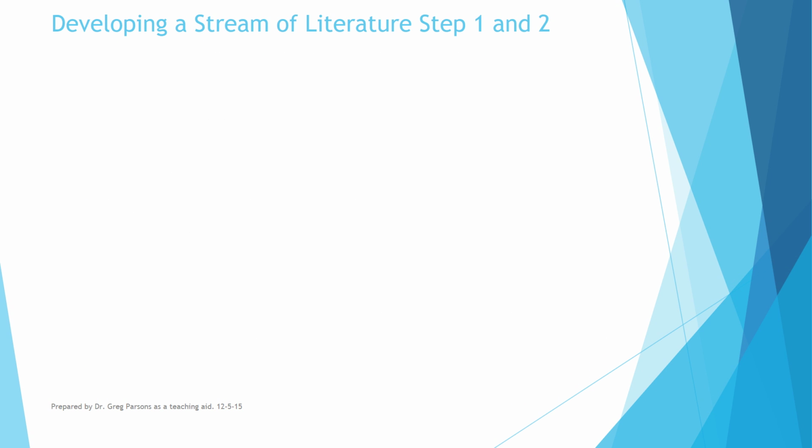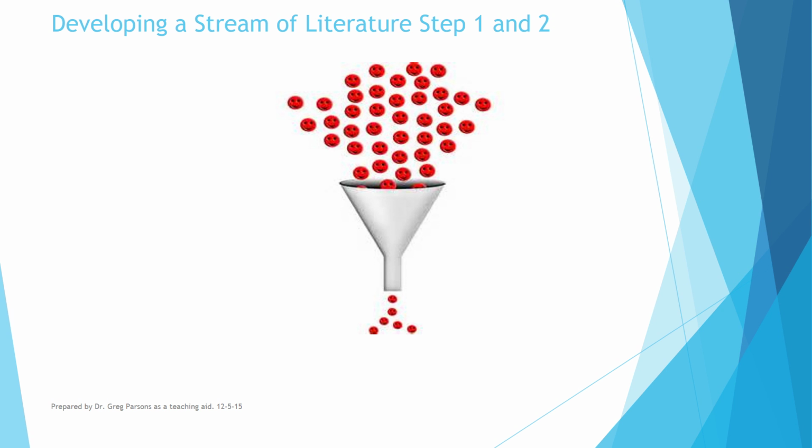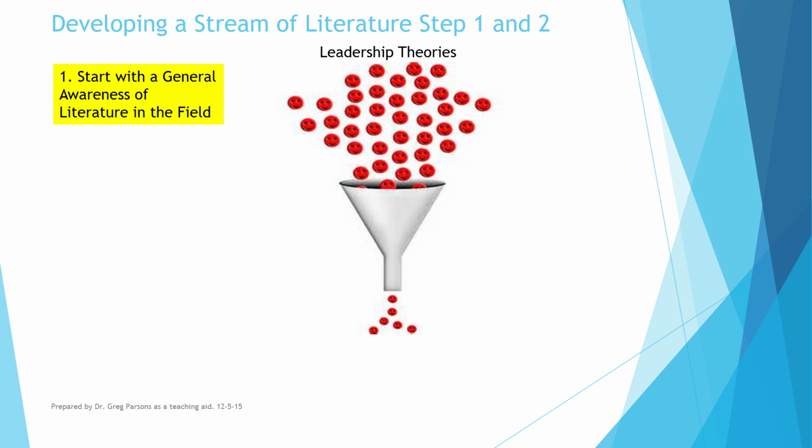So, developing a literature stream, steps 1 and 2. Well, the first thing is you need to start with a general awareness of the literature in the field. And if we're using leadership as an example, you need to realize that there are hundreds, if not thousands, of different leadership theories out there, and more being developed all the time. Well, you can't deal with all of those. And whoever is reading your paper doesn't want to deal with all of them, unless you're doing a review of the field. But generally, you're trying to do something that's more specific.